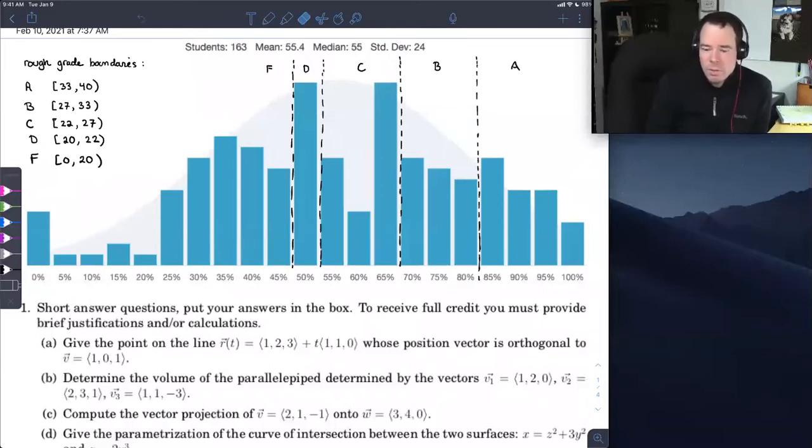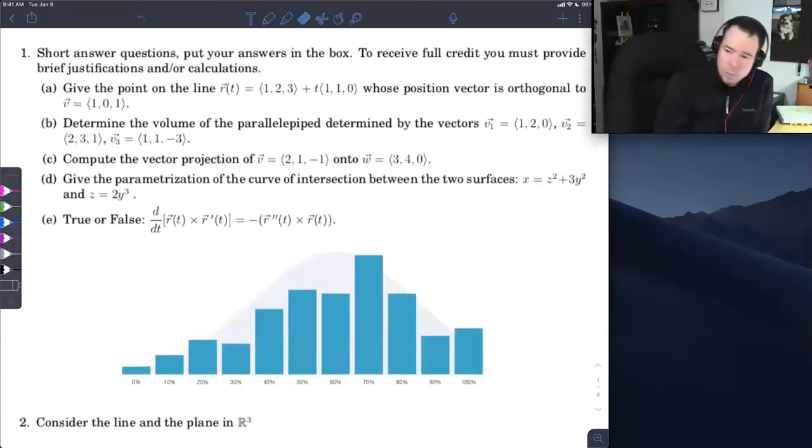So 33 and up, that's an A. 27 to 33, if you scored in that range, then that's a B. 22 to 27, that'll be a C. If you scored just a little bit above 50%, then that's a D, and below 50% is an F. Okay, so I want to just go through and break down some of the questions.